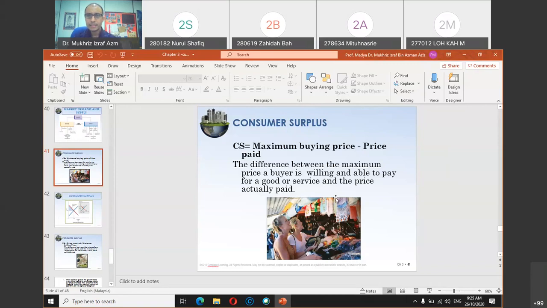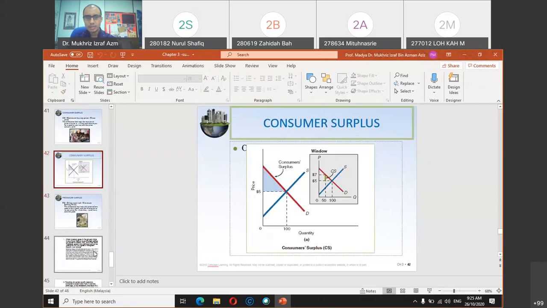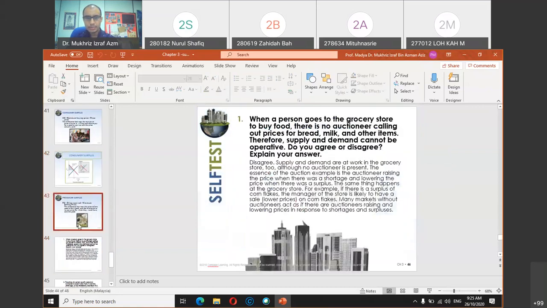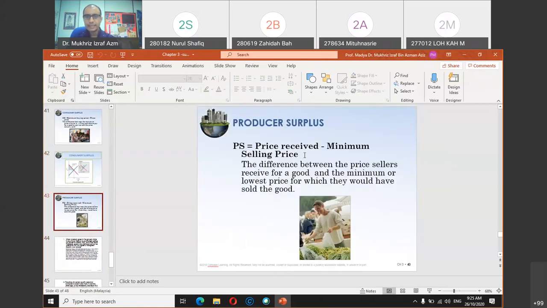But maybe the price that you actually paid to the seller is only 4 ringgit. So if you're willing to pay 10, but you actually only pay 4, so 10 minus 4, the 6 ringgit is what we call consumer surplus. What you are willing to pay minus what you actually paid. So your willingness versus what you actually pay, that difference is what we call consumer surplus. And vice versa for the producer.